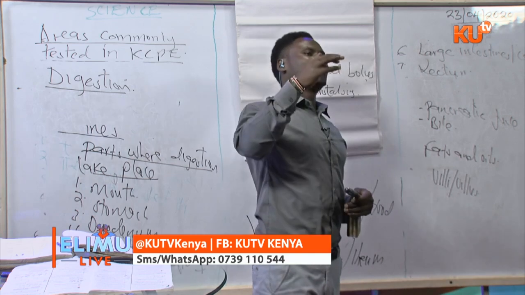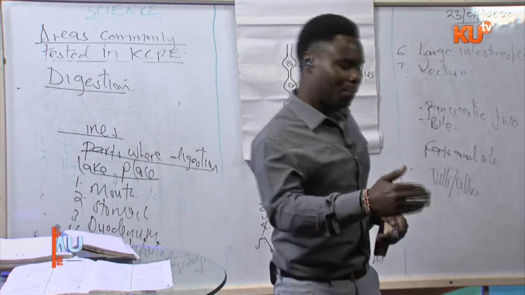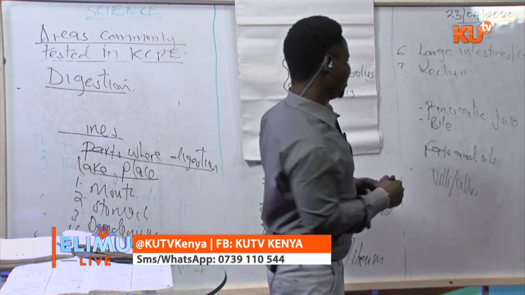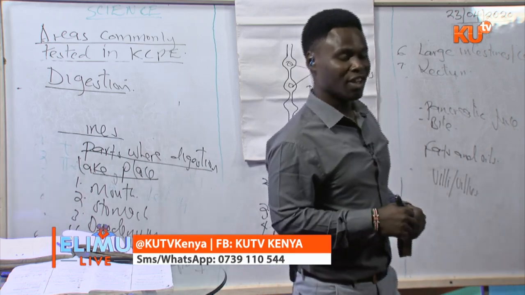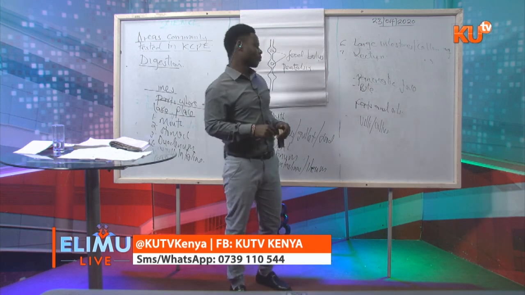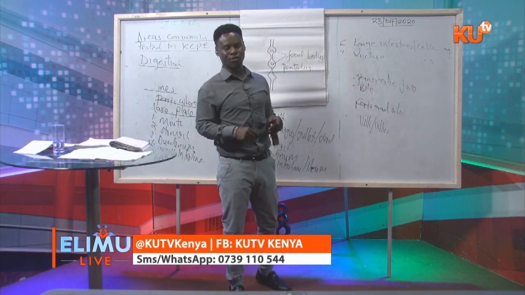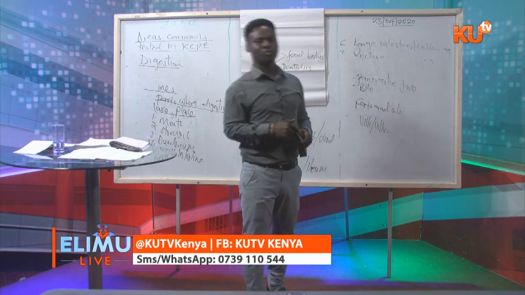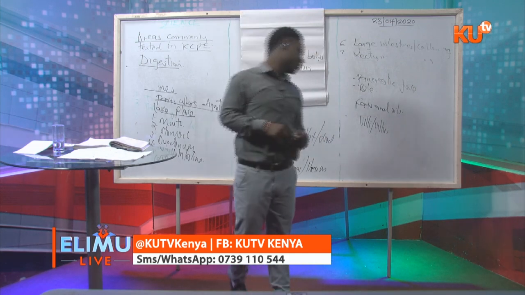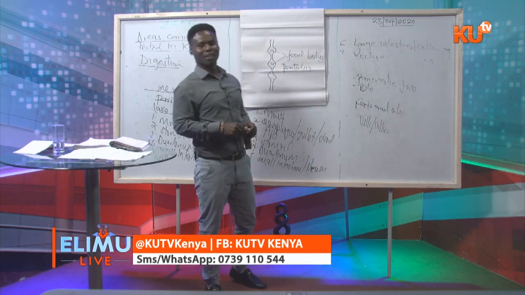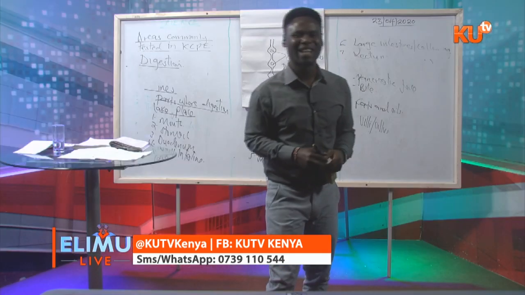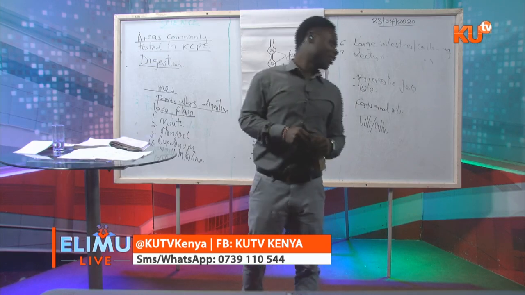Then all the food that will not be digested up to the ileum goes into the large intestine. In the large intestine, no digestion. What happens in the large intestine is absorption of water and mineral salts. So the journey still continues from the large intestine. The undigested food goes into the rectum, where it is stored temporarily before releasing.